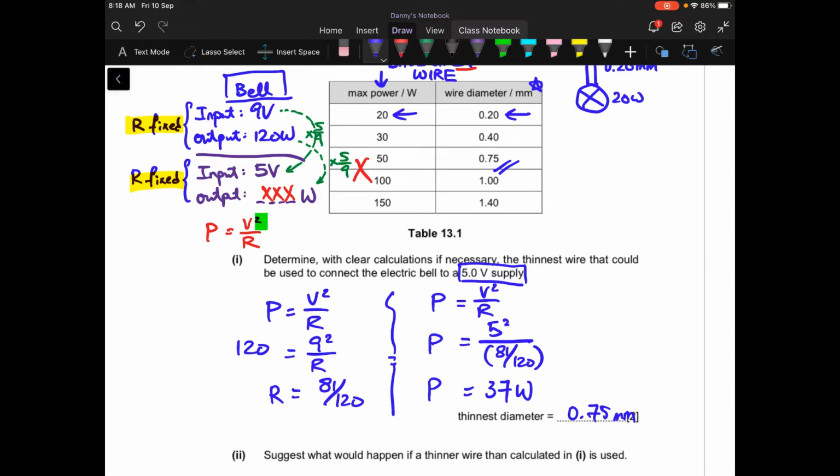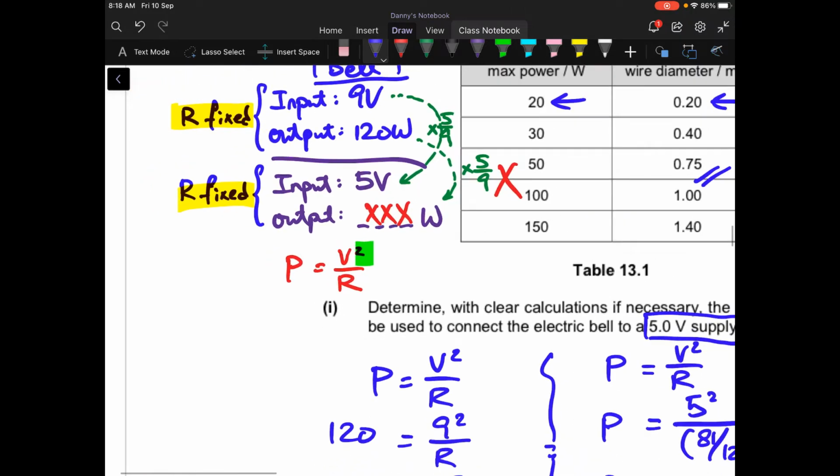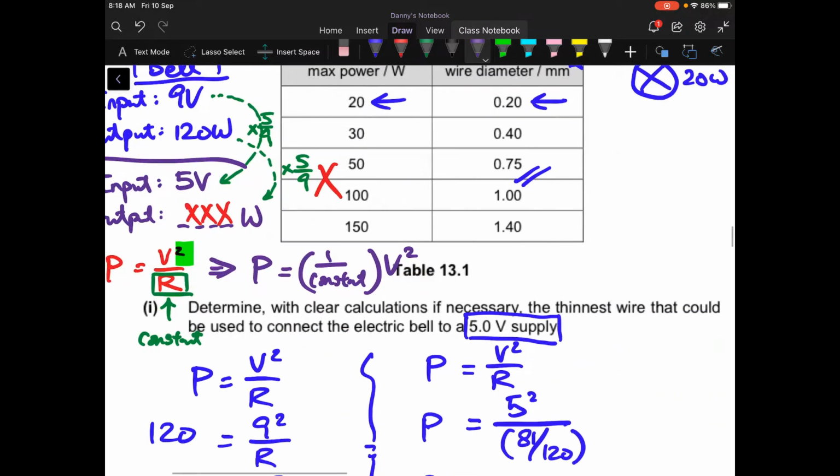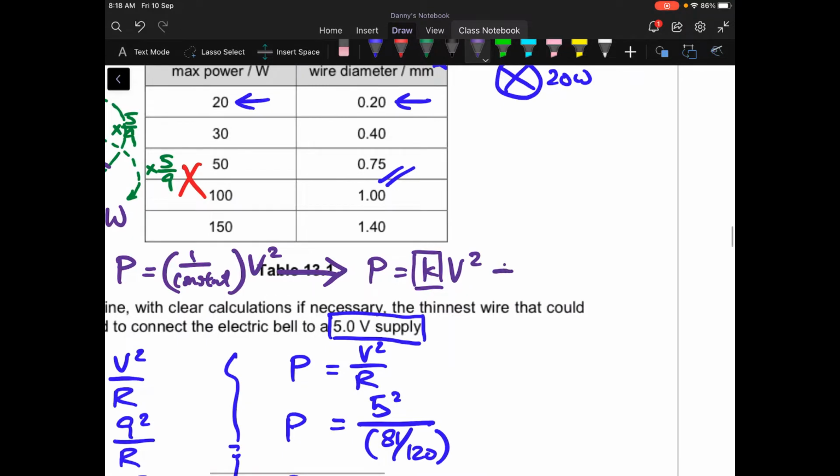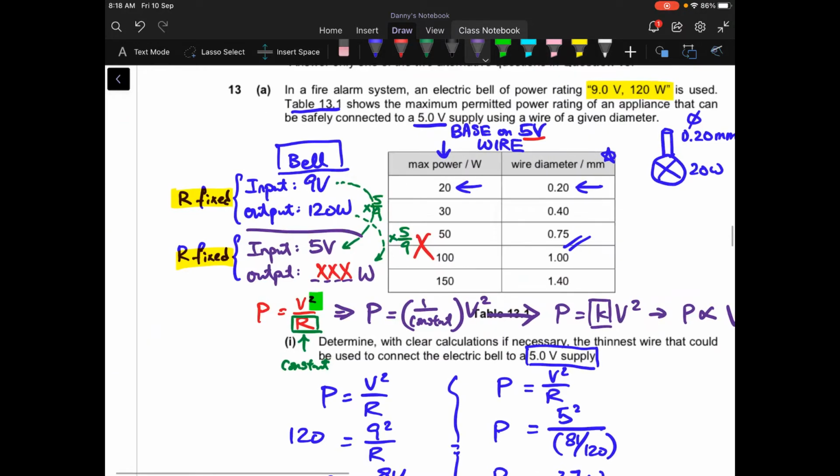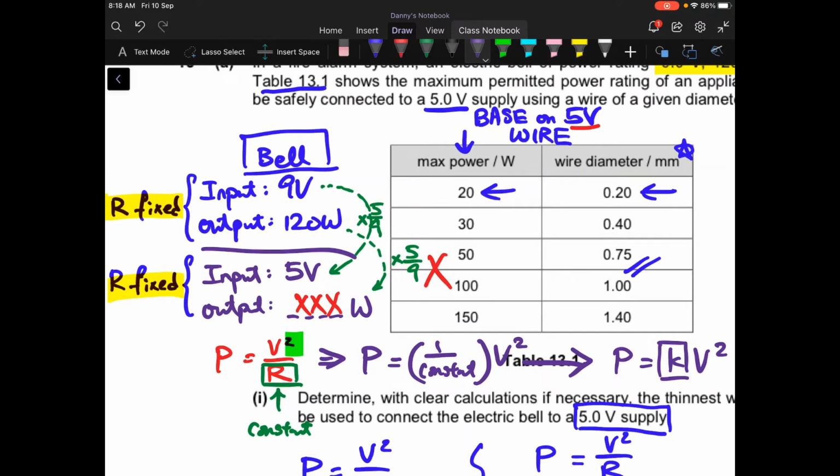Yeah. So for those of you who are better in math, you will realize that there's another method. I'm now sharing with you the shortcut method. If you know that your R, this guy, is a constant, that means this equation will look something like that: 1 over constant times V squared is the same as KV squared. Because 1 divided by a constant will still give you a constant, right? So you can see that P is directly proportional to V squared.